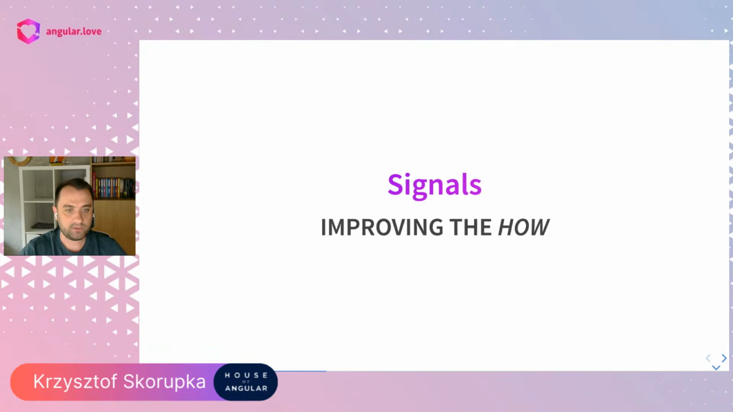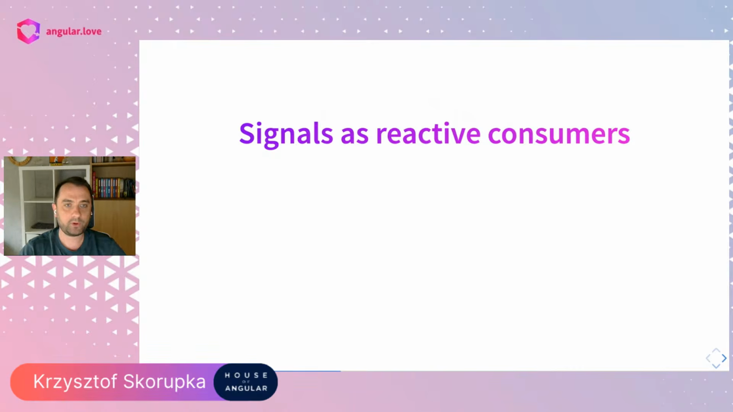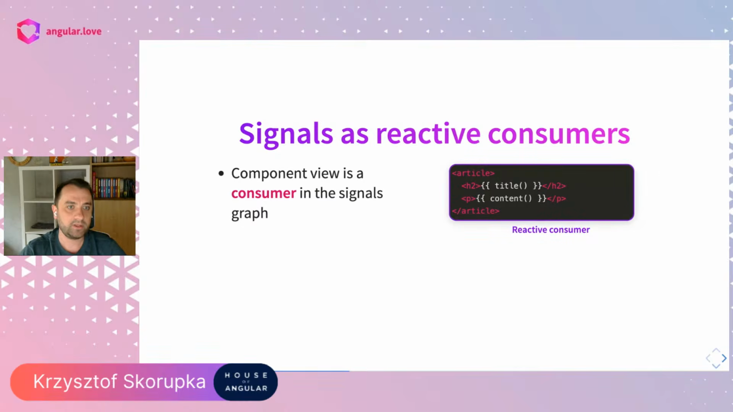Now let's get to how this part could be improved. And of course, the answer is signals. From the reactive graph perspective, signals are reactive consumers, right? You can think of the view of a component that consumes some signals inside as kind of like an effect, right? Wrapping the values, and it can react if anything inside changes.